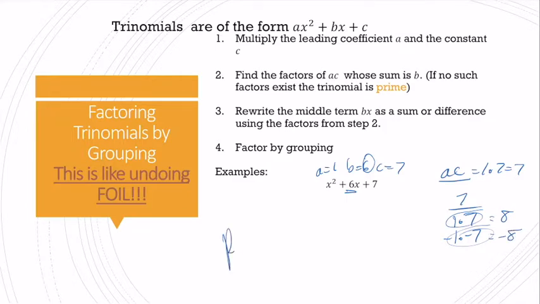So this is an example of a prime polynomial. As of right now, we cannot factor it, but in future chapters we will, but not this chapter. So this is prime.